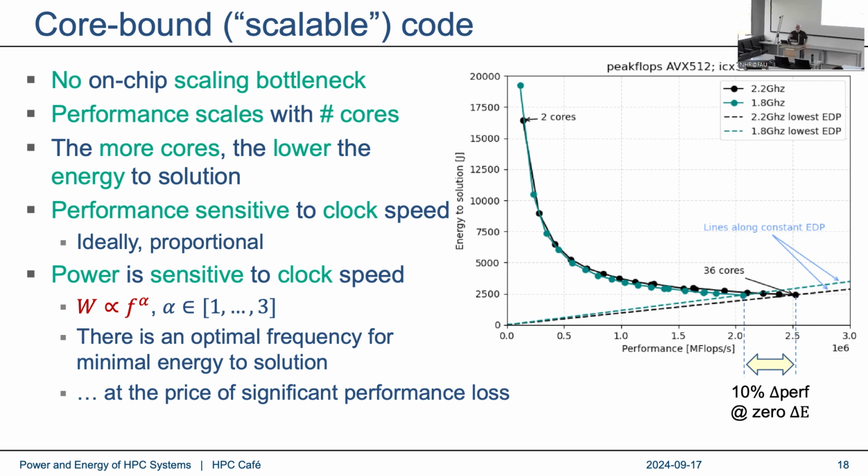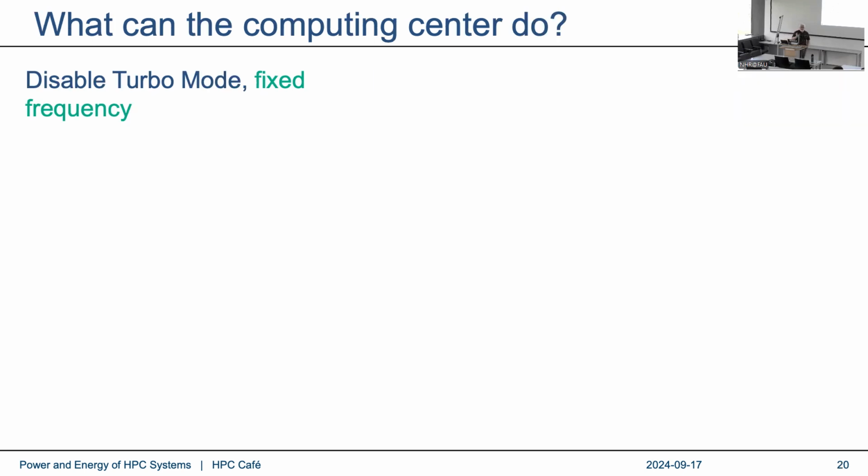Okay, so if your problem is really core bound, then you're so sensitive to clock frequency, it doesn't really make sense to play around with it. Unless you're prepared to endure a lot of performance loss, less science per CPU hour. And usually you don't want that. So these are things that you can do as a user. I'll summarize them later. Now, what can the computing center do?